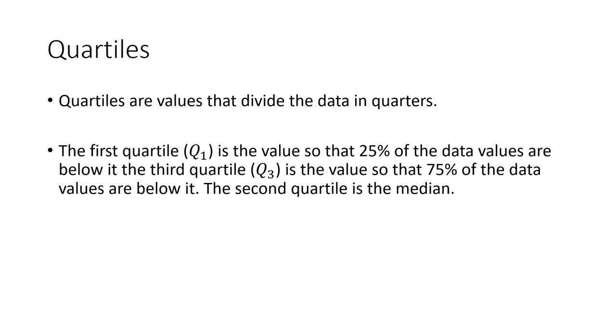The first quartile, which I'm going to abbreviate as Q1, is the value such that 25% of the data is below it. And the third quartile, Q3, is the value such that 75% of the data is below it. The second quartile is technically our median. So basically, we're dividing the data into fourths, with Q1 being the first quarter, the median is 2 quarters, and Q3 is 3 quarters.